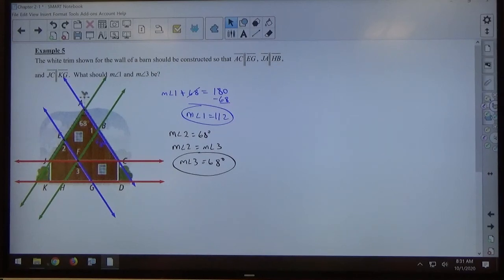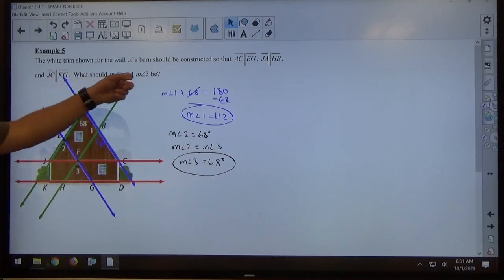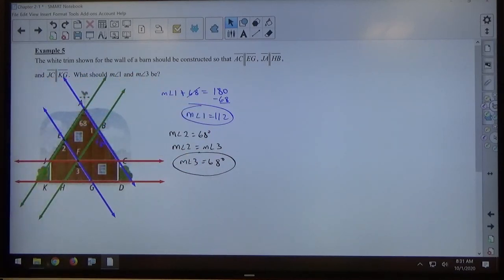Okay. Sometimes when you're trying to find missing pieces in a picture, you find extra stuff that they don't ask you to find. It helps you find the stuff they do ask you to find. So go ahead and go through the process. Circle what they asked you for though. So 1 and 3 is what they asked me for, 1 and 3 is what I circled, even though I found 2 in the process. Right. The red parallel lines didn't come into play there, did they?